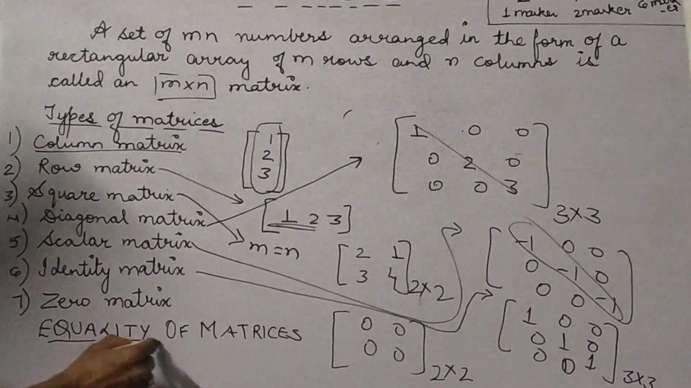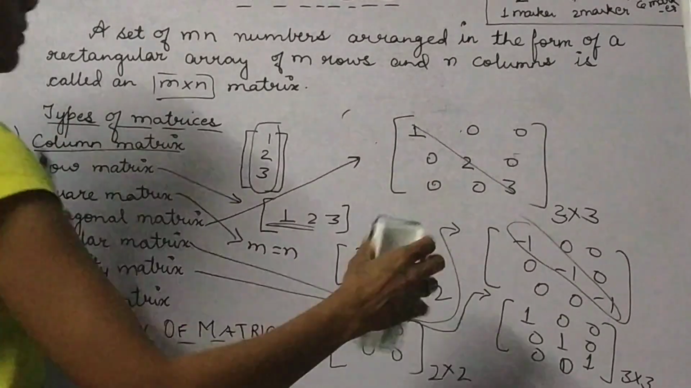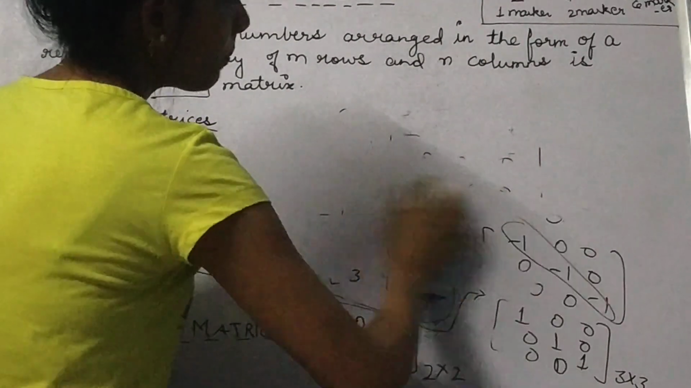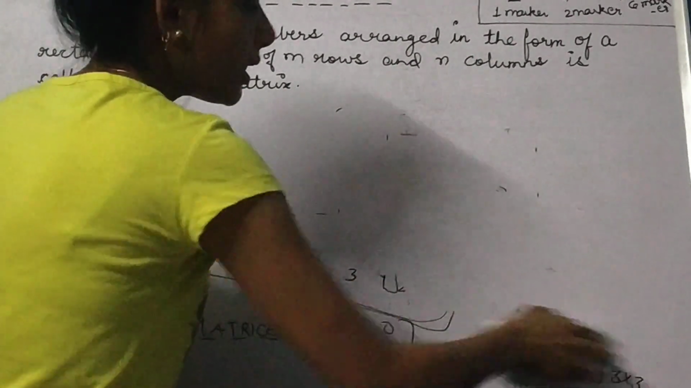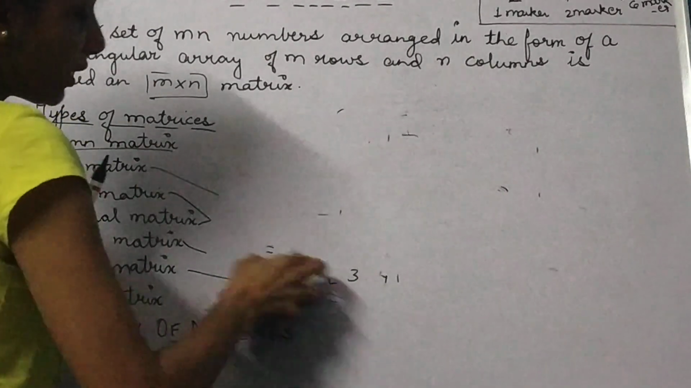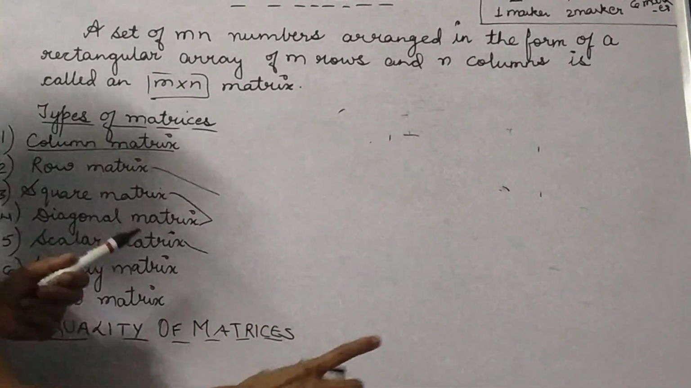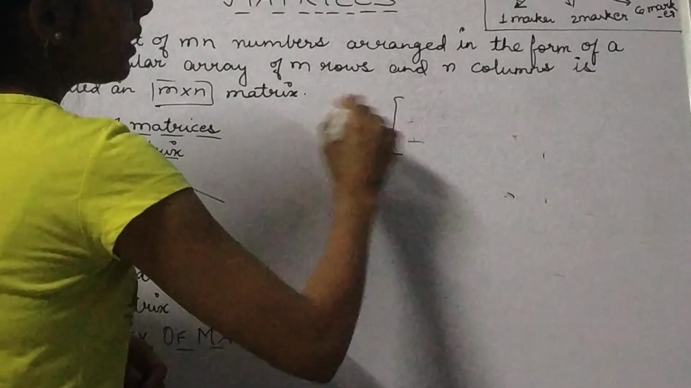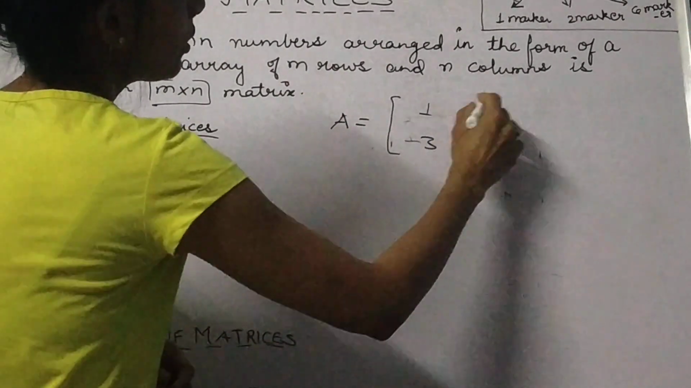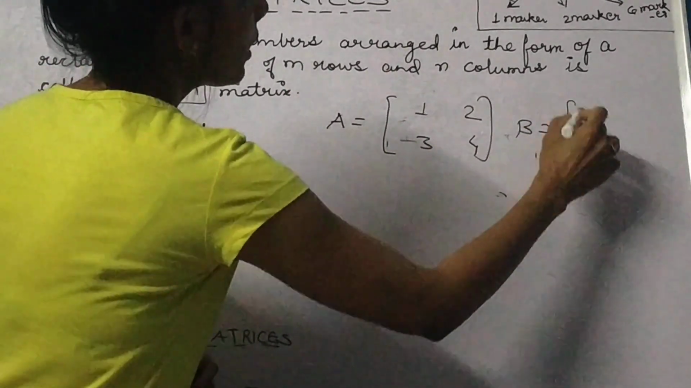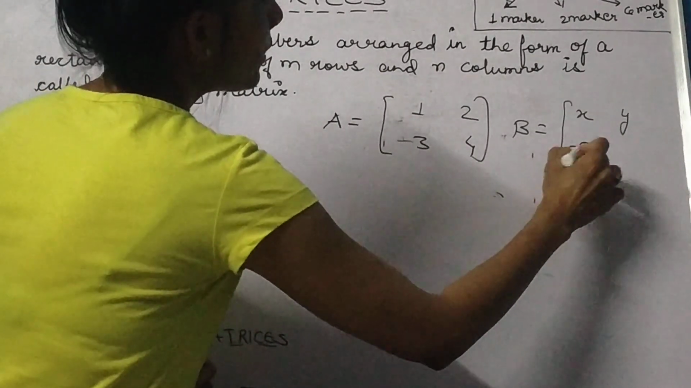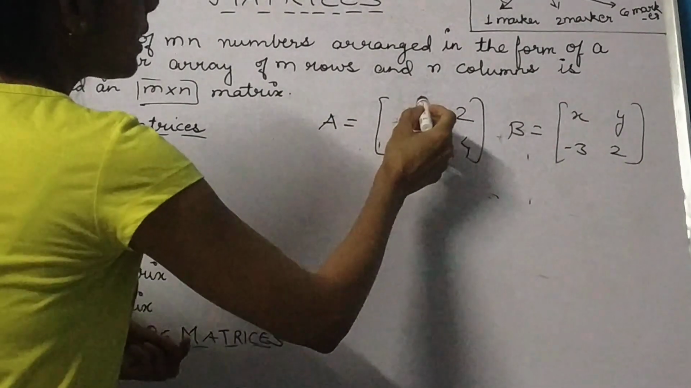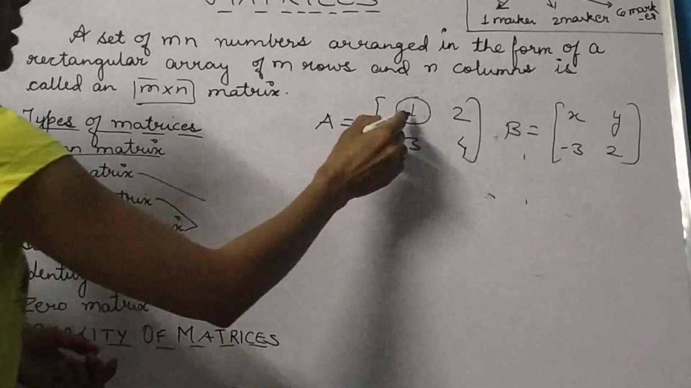Now come to equality of matrices. Equality means if two matrices are present in our question, then each element of one matrix is equal to the corresponding element of the other matrix. That means if A is equal to 1, 2, 3, 4 and say my B is equal to x, y, minus 3, 2.